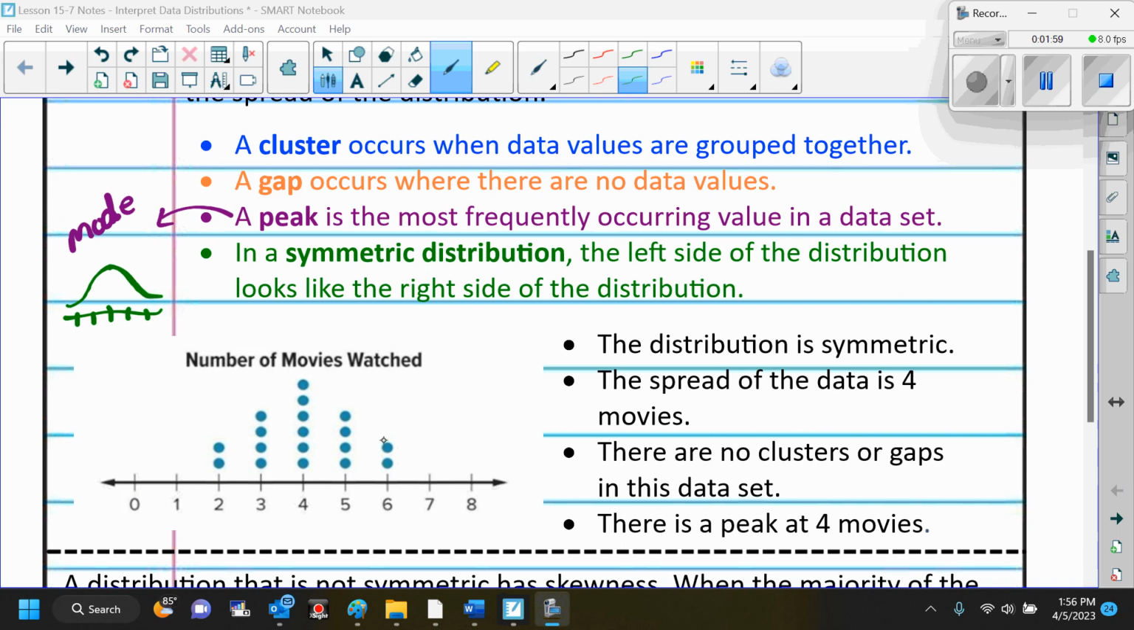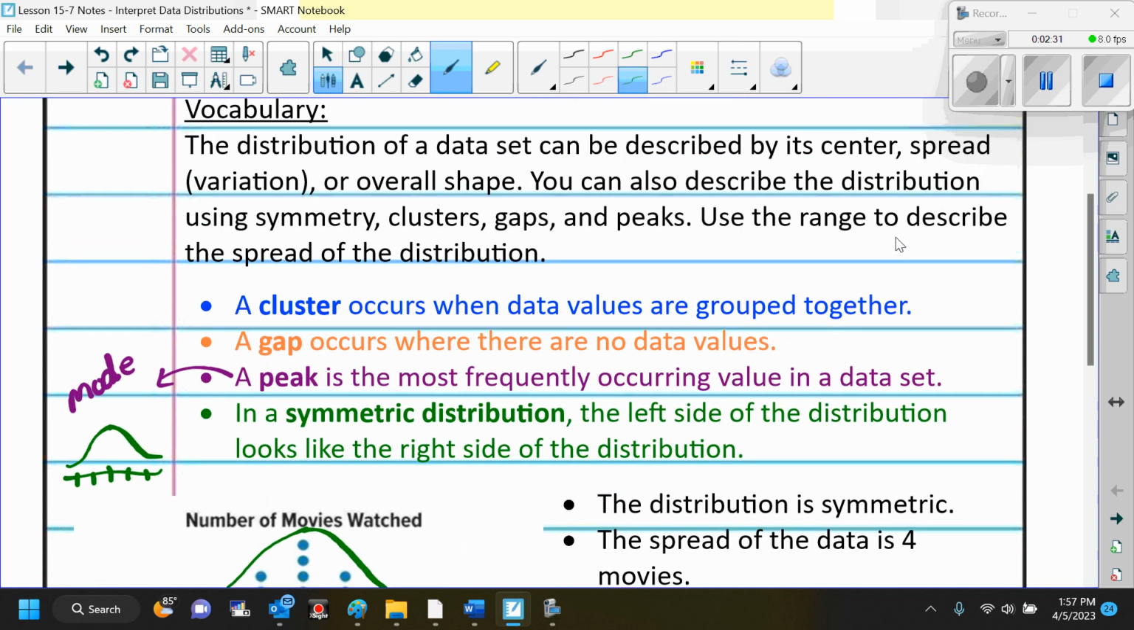So here's an example of that. This is a symmetric distribution. It looks the same on both sides, and you can see that it goes like this, just like the picture I drew up there. The spread of the data is 4 movies, and the spread, of course, is the range. We set it up here.